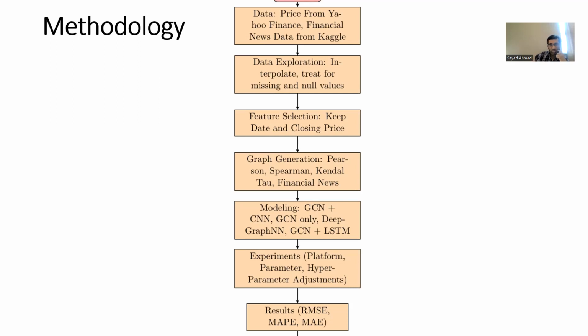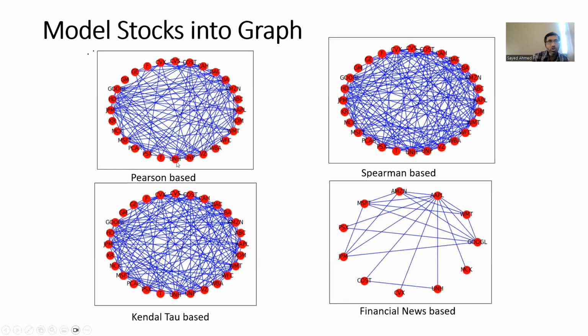And then eventually there are performance metrics like the paper. I also used RMSE, root mean square error, mean absolute percentage error, and mean absolute error. So these are the metrics that I used for the performance, and I also compared my result with the paper. Okay, so modeling stocks into graphs, that's sort of from my work.